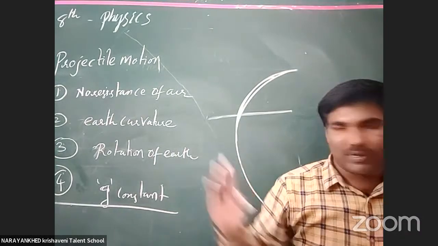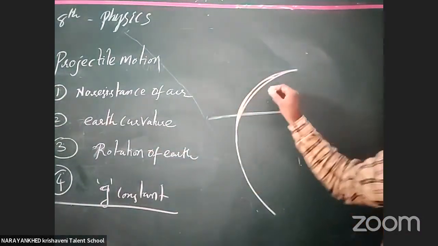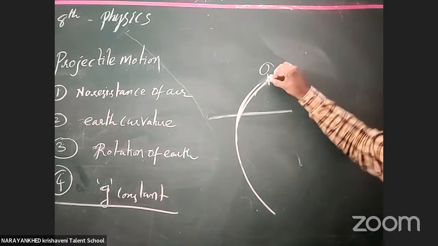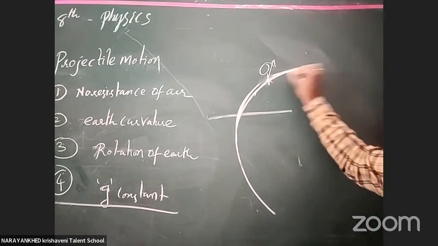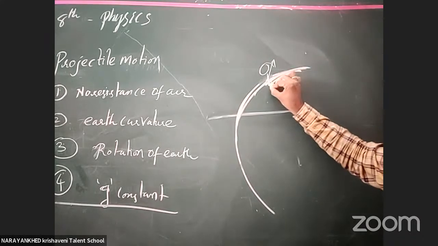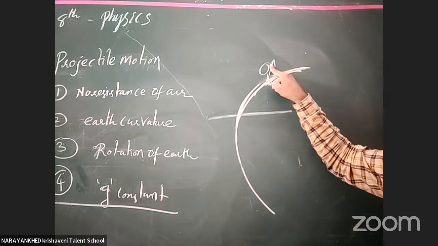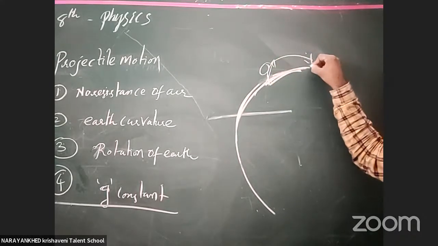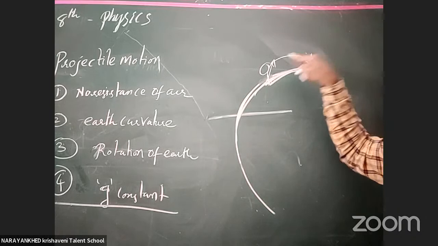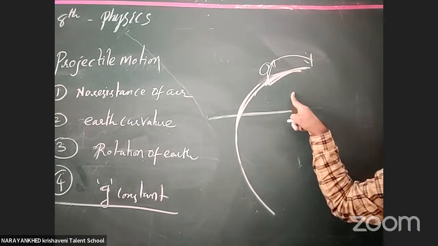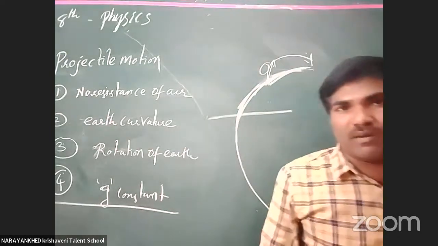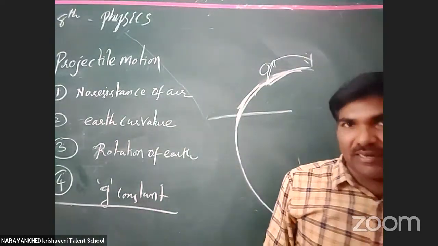Understood, all of you? Suppose one person is here, and you project one body. Whatever the curvature is there, it does not affect the nature of our projectile body. Because of this curvature, it does not get a curved path. Because of the gravitational force, it gets a curved path. Because of the curvature of Earth, the projectile motion is not affected. That is the second point.